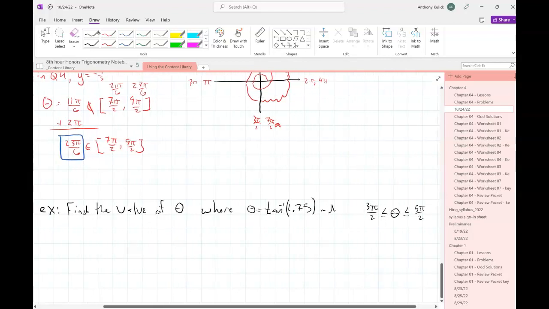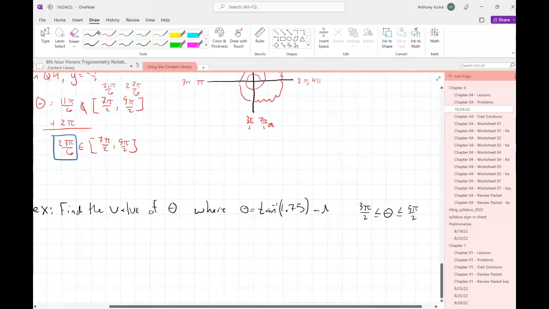What if we have: find the value of theta where theta equals tan inverse of 1.75 and theta is between 3 pi over 2 and 5 pi over 2? You're welcome. Take care.